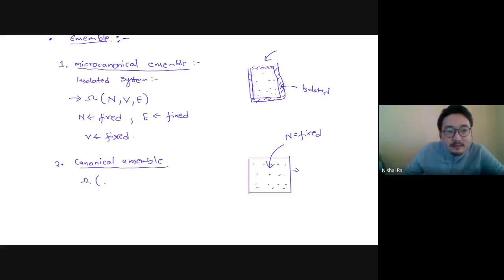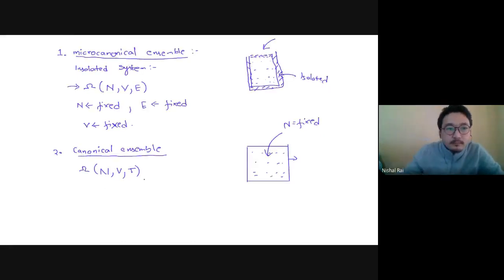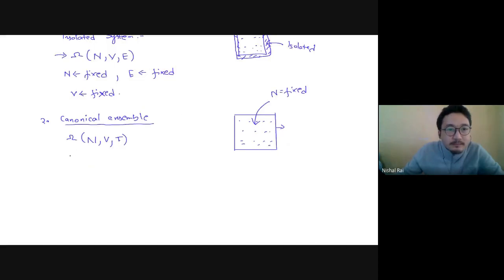In this case, omega is defined by what? N, V, and instead of energy, what do we use? We use temperature because the energy is changing. Basically, we allow the fluctuation of energy in this kind of ensemble. In this ensemble, what are fixed? N is fixed, V is fixed, and E is changing, can change. Is it clear?